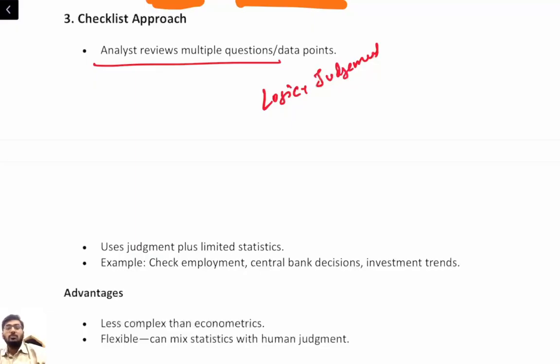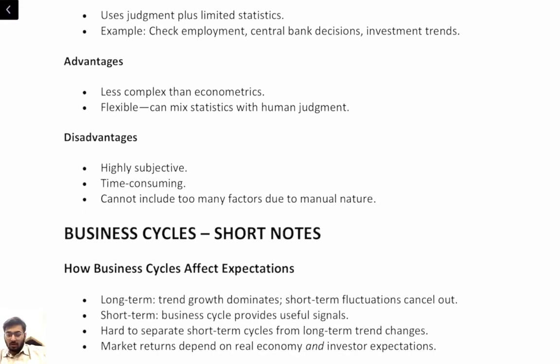Like imagine you want to know whether your shop will do well next month or not. So what will you ask? Are customers buying more? Yes. Okay, good. Festival season is coming. Answer is yes, your sales will increase. Is your competition increasing? Yes. Possibility that my sales can also go down. So like this, I will create a checklist and based on that, I will analyze what's going to move ahead. Clear? So it's very easy to do, less complex than econometric.